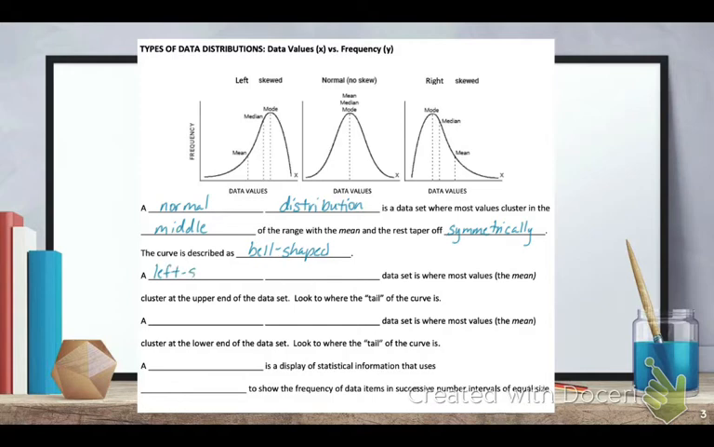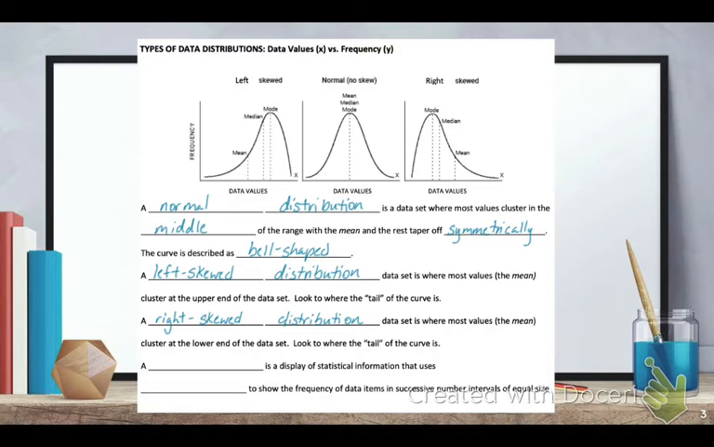A left skewed distribution data set is where most of the values cluster at the upper end of the data set. That would be data like you're in a class and you take a test and you all do well. And so your scores would pile up at the upper end, and that would be a left skewed distribution. A right skewed distribution is a data set where most values cluster at the lower end, and we call that a right skewed because we look to where the tail of the curve is. That would be if you were in a class and overall the class did not do so well. So your test scores would most likely fall on the lower end.